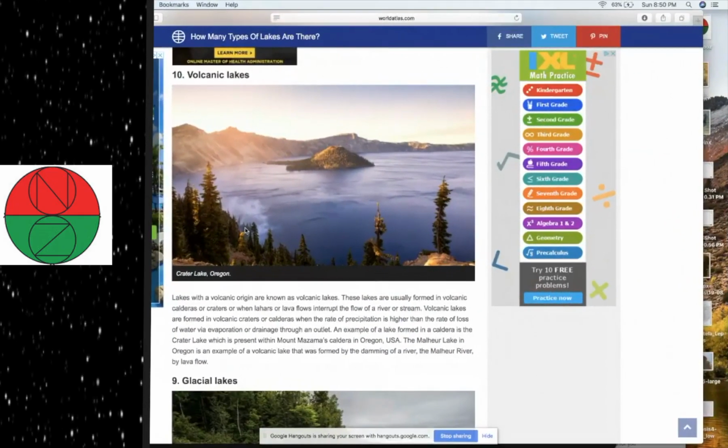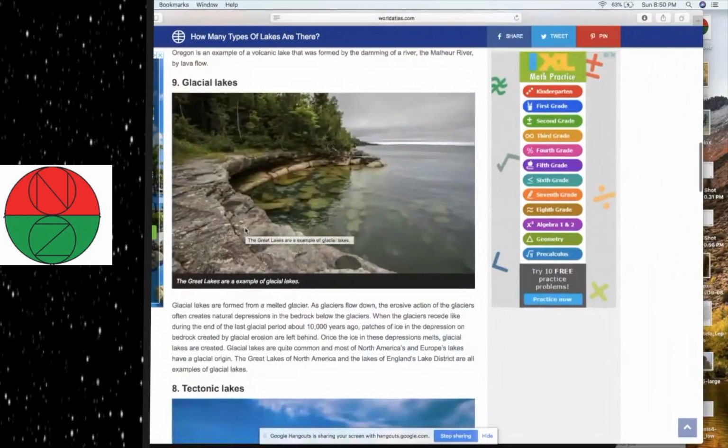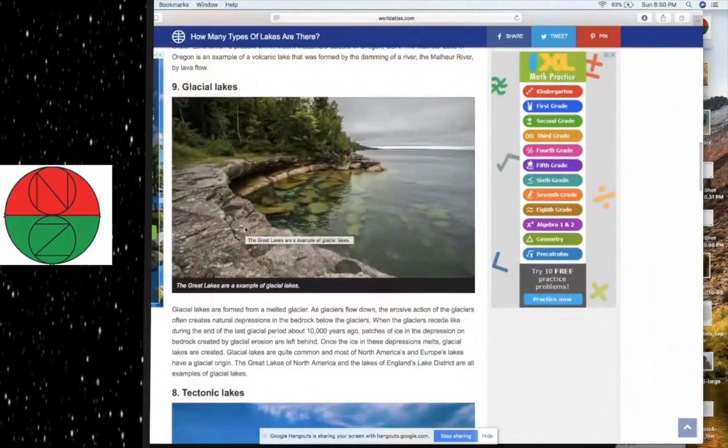And it created a lake. Then you got glacial lakes. I'm not gonna read through this whole thing. So you have glacial lakes, basically from melted ice, because we went through the ice age, and some parts and regions melted and created lakes.